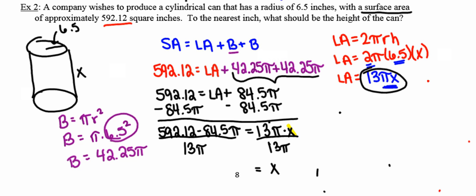So x comes out equal to about 7.9982 and then a whole bunch of other stuff. So to the nearest inch, the height of my can is 8 inches. So that's a nice fun little problem with a lot of good algebra in there, a lot of abstract thinking with the x's and the pi's.